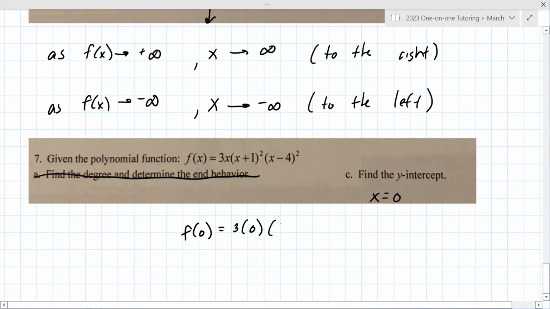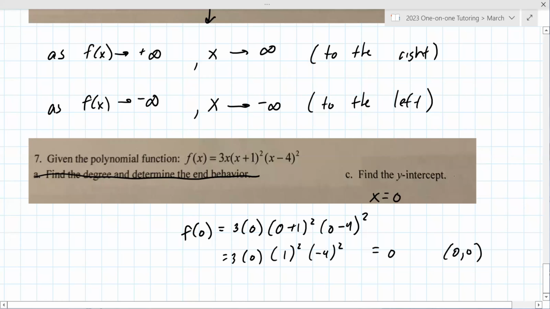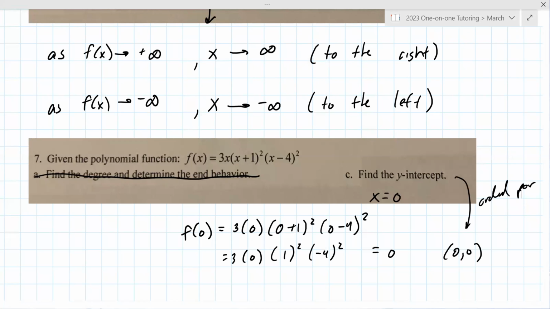3 times 0, 0 plus 1 squared, 0 minus 4 squared. Whenever you have 0 that you're multiplying by, because it's just x, the whole thing is 0. So this one is just 0. You don't have to actually evaluate the rest of this. You can just say it's 0. And it is an ordered pair, so make sure you list it that way. If you just write 0, you may or may not get credit. It may be unclear what you're doing.